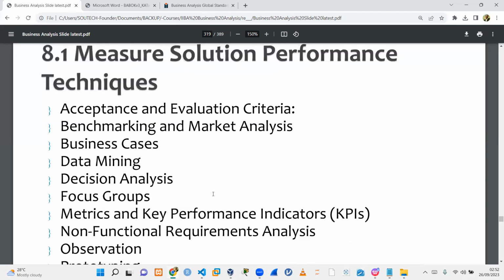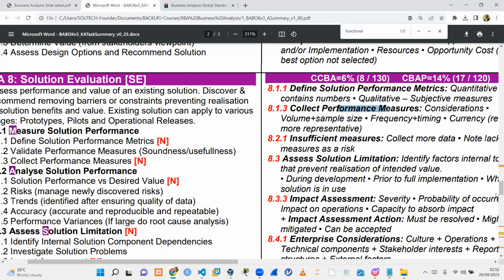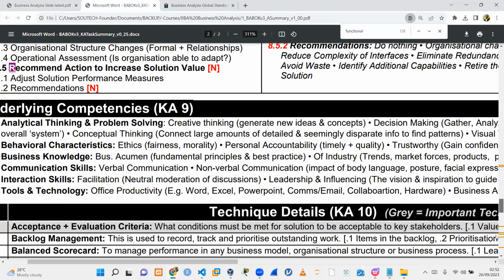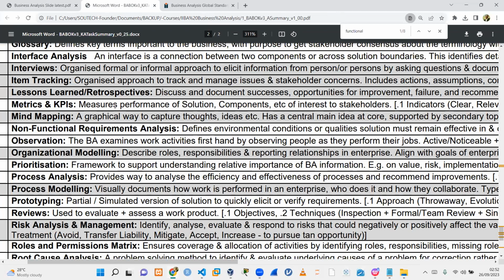So the techniques that we're going to be using to do this are acceptance and evaluation criteria, data mining, focus group, KPIs. Let's look at KPIs. Key Performance Indicator. So metrics and KPIs, what they do is that they measure performance of a solution. That's why one of the duties of a BA is to look at some benchmarks and, of course, come up with some KPIs and metrics, right?